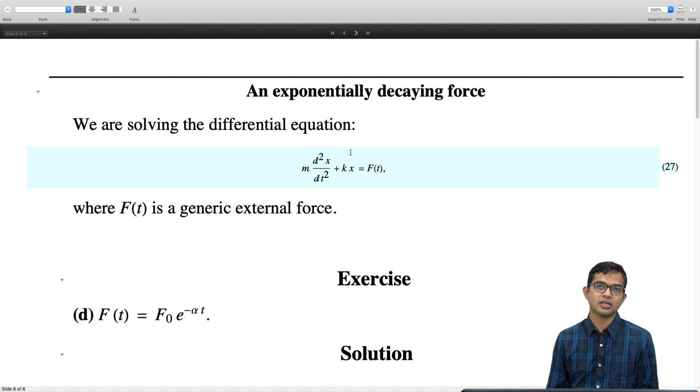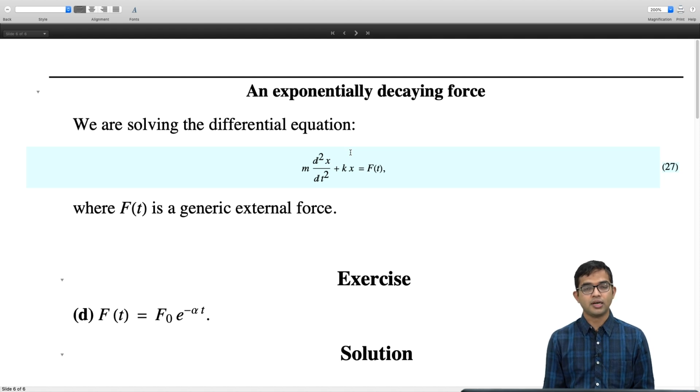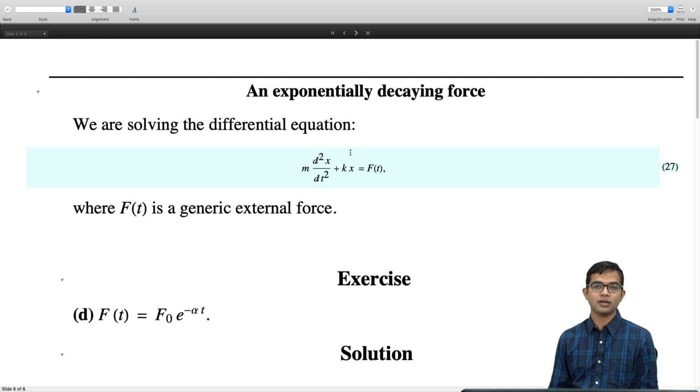Okay, so the final example that I want to do here is an exponential decay, right? So if your external force started off with f naught, but were to decay down exponentially, like here I have another parameter alpha in here, then that's an interesting external force to consider. So what kind of motion can you get? Will your particle be bounded? Will your particle run away? What happens? Okay, so let's check this.